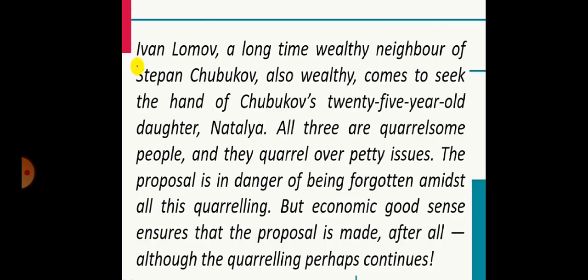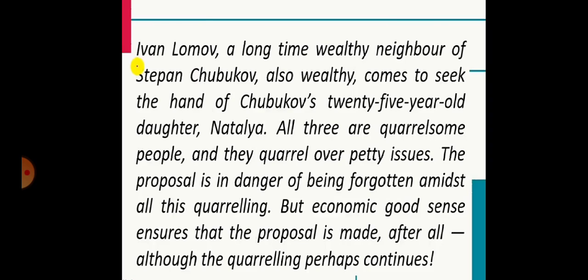All three are quarrelsome people and they quarrel over petty issues. The nature of all three persons, Lomov, Chubukov, and Natalia, is such that they quarrel over silly questions, or shout at each other over silly questions. The proposal is in danger of being forgotten amidst all this quarreling.